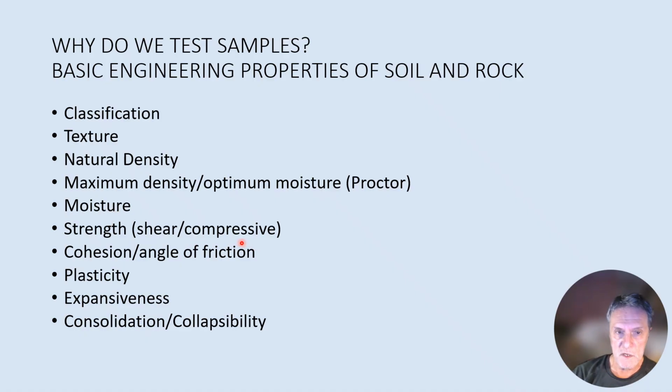Then you want to determine its strength, shear strength, compressive strength, its cohesion. If it's a sand, it's got low cohesion. If it's a clay, it's got high cohesion between particles and grains. The angle of friction is also a measure of strength. Generally speaking, clays have a lower angle of friction, a less steep angle of friction than sands do. Plasticity, that has to do with whether it's a moldable soil like a clay or non-moldable like a sand.